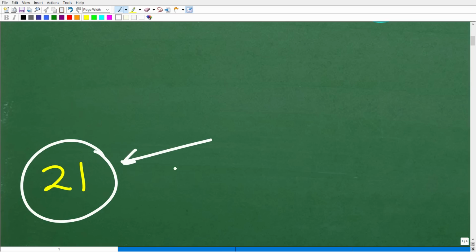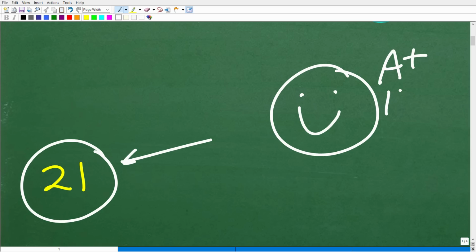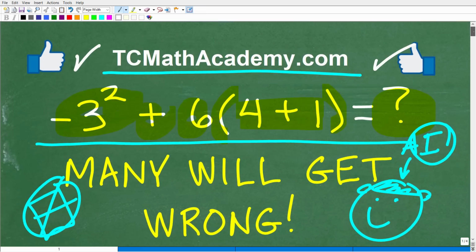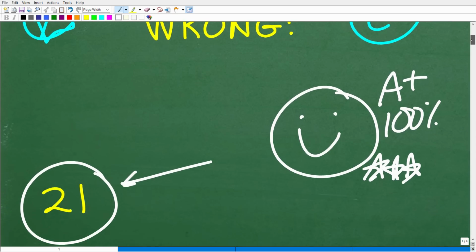And if you did get this right, we must celebrate by giving you a nice little happy face, an A plus, a 100%, and multiple stars so you can brag to your friends and family that indeed you are a certified professional expert in the area of order of operations and taking powers of positive and negative numbers. Okay, because this part right here is the part where a lot of you may have had a tough time with. But don't worry, I'm going to explain all of this in just a second.